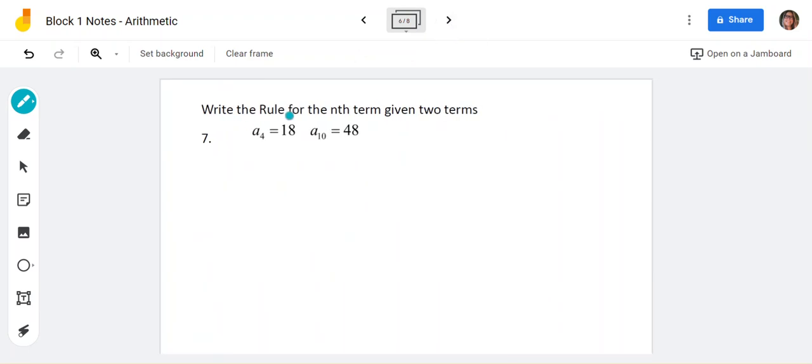All right, write the rule for the nth term given 2 terms. So we need to find the common difference. Something to help you out. Common difference is basically the same as slope.